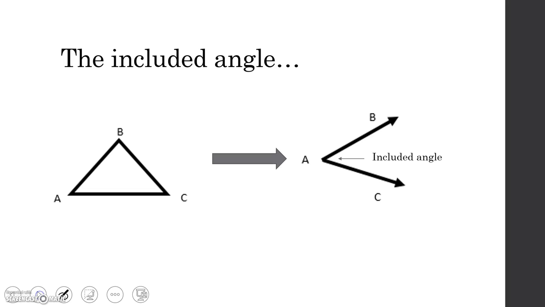Before we get into that though, there's one key piece of information to understand, and that's something called the included angle. Because the next one is going to be having an angle in between two sides, we need to make sure we're referencing the correct angle.